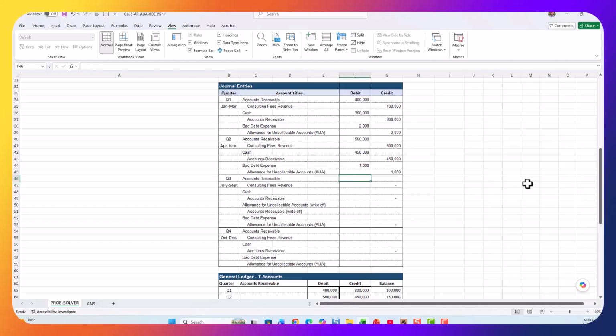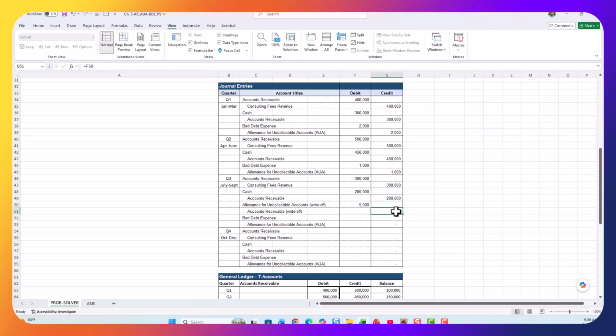First of all, to record revenue, we'll debit accounts receivable, credit consulting fee revenue for $300,000. Second, to record the cash collections, we'll debit cash for $200,000 and credit accounts receivable for $200,000. To record the customer write-off, we debit the allowance for uncollectible accounts for $5,000, and we credit accounts receivable for $5,000.